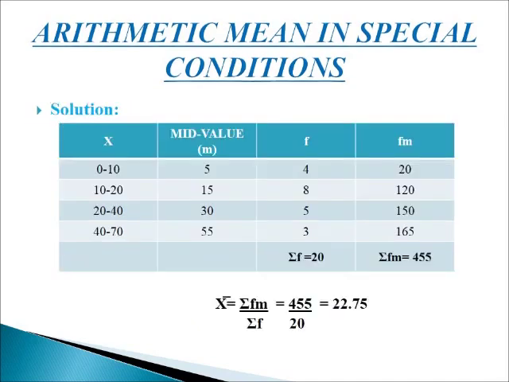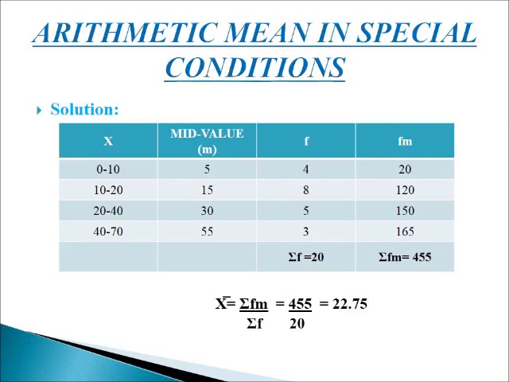For calculating arithmetic mean by direct method, we will make a table of 4 columns. In the first column, we will write x, that is given in the question, 0 to 10, 10 to 20, 20 to 40 and 40 to 70. In the second column, we will write mid values, which is denoted by m, and we will use the same formula as we have discussed earlier, that is lower class interval plus upper class interval divided by 2. We will get 5, 15, 30 and 55. In the third column, we will write the frequency which is given in the question. By adding up, we will get sigma f, which is 20.